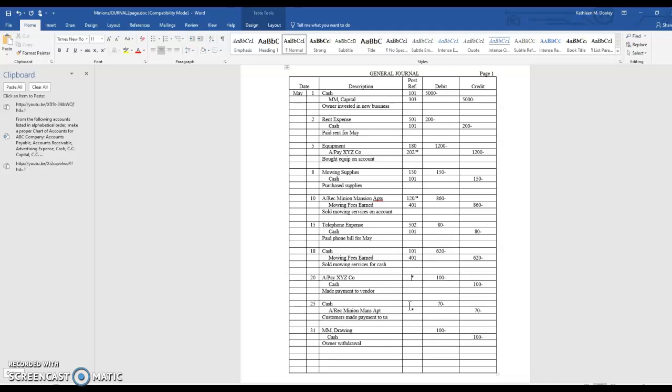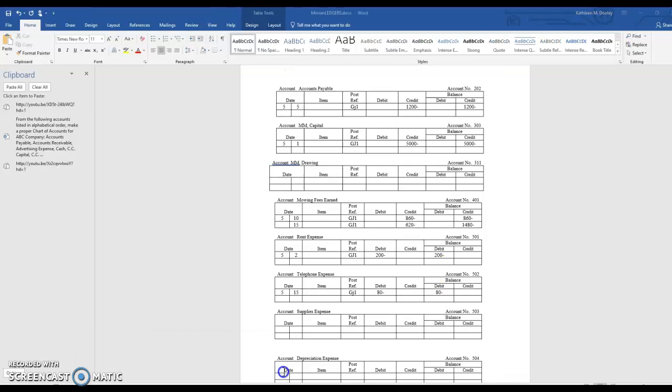Okay, now here we have one where we posted it to XYZ, but not yet to accounts payable. That's a $100 debit on the 20th. Okay, previous balance was $1,200 credit. Now we have a debit. Debit and credit is subtract. $1,200 minus $100 is $1,100. Still a credit balance. Accounts payable is a liability, is a credit balance normally.